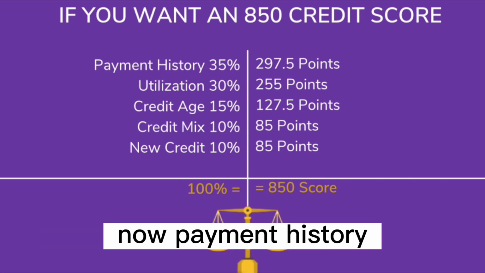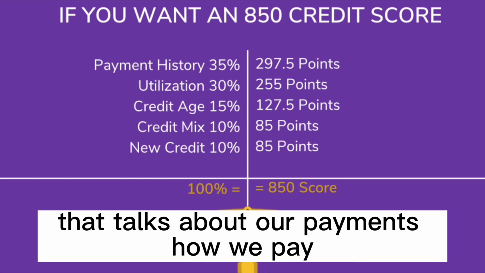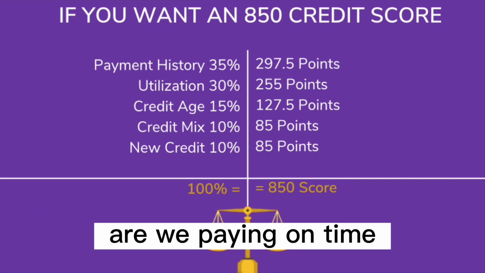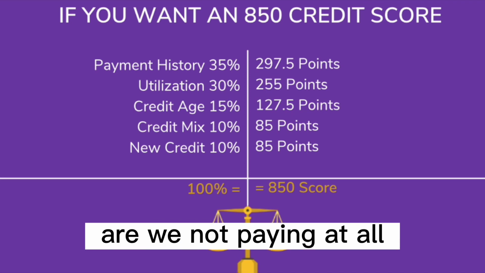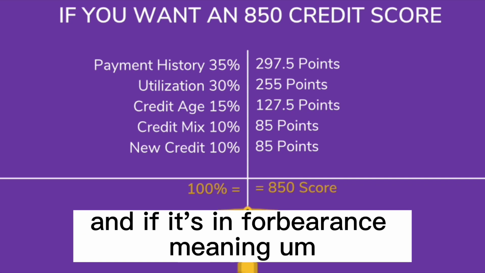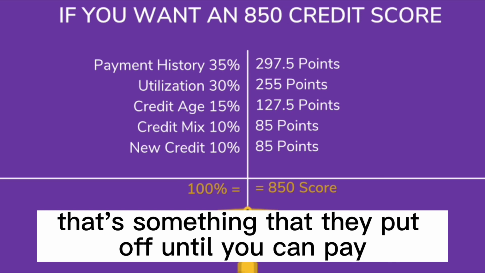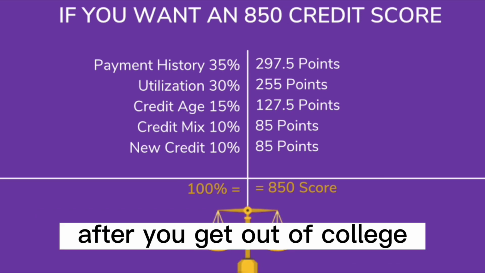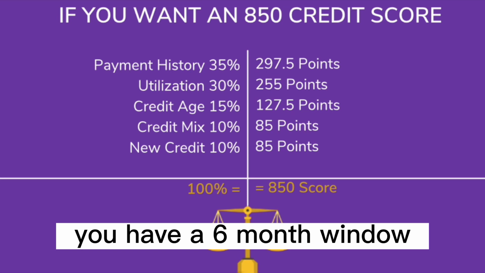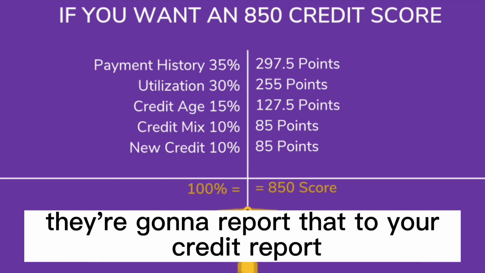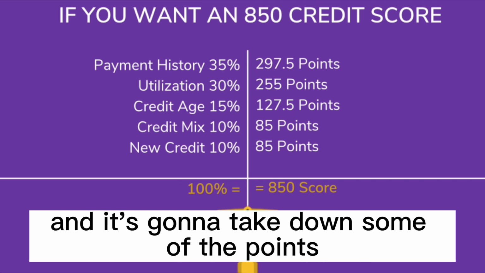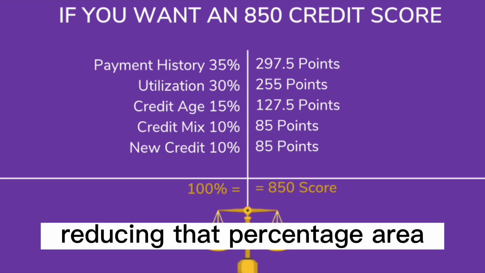we'll then get how many points we can accumulate or lose in each one of those sections. Now, payment history, that talks about our payments, how we pay. Are we paying on time, or are we making late payments? Are we not paying at all? Is something in forbearance? And if it's in forbearance, meaning that's something that they put off until you can pay, like student loans. After you get out of college and you graduate or you get out, you have a 6-month window where they're not expecting any payments. But if you start missing payments, they're going to report that to your credit report, and it's going to take down some of the points, reducing that percentage area. So we don't want that, right?